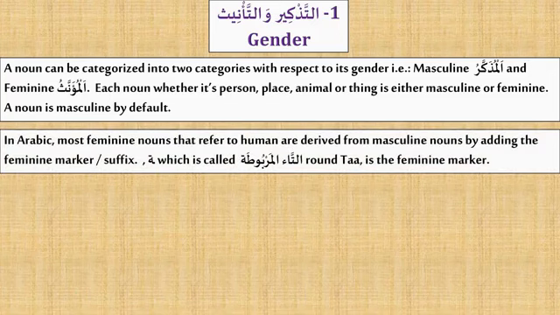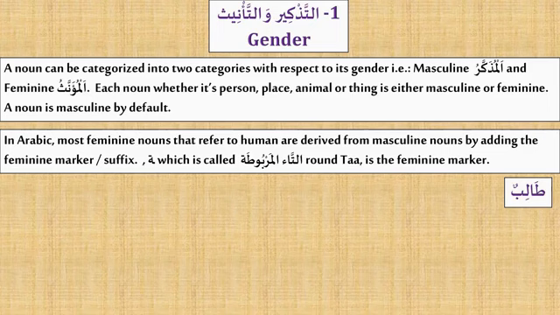In Arabic, most feminine nouns that refer to human are derived from masculine nouns by adding the feminine marker suffix ta, which is called at-ta al-marbuta, round ta. At-ta al-marbuta, round ta or closed ta, is the feminine marker. Now let's give examples. How to make masculine feminine. How to change masculine noun to a feminine noun.